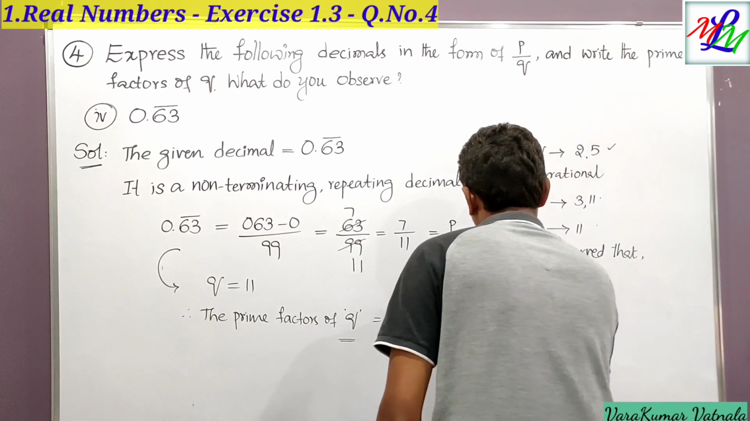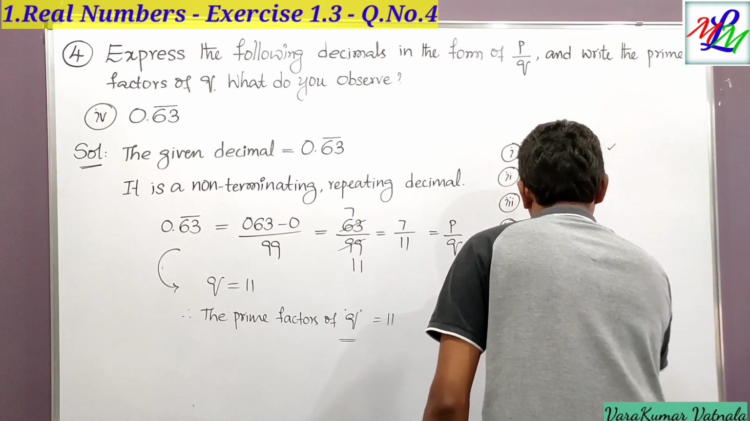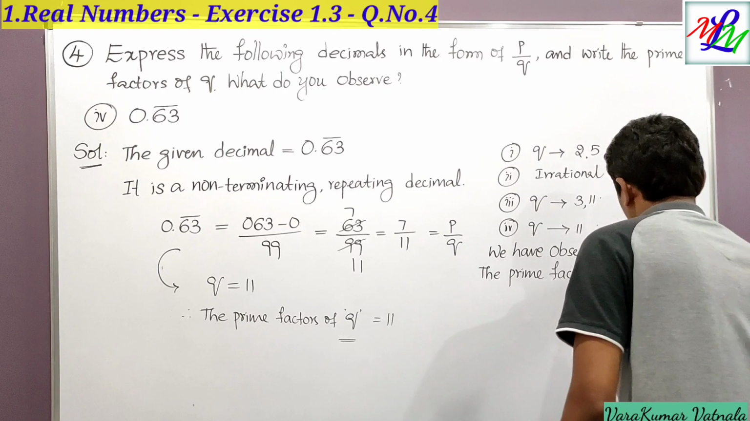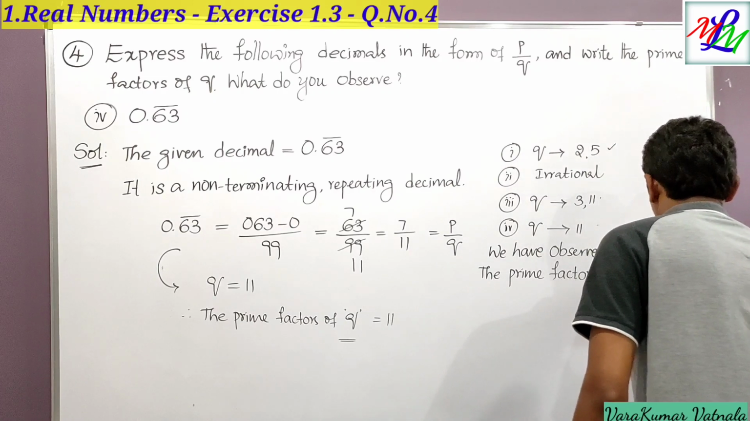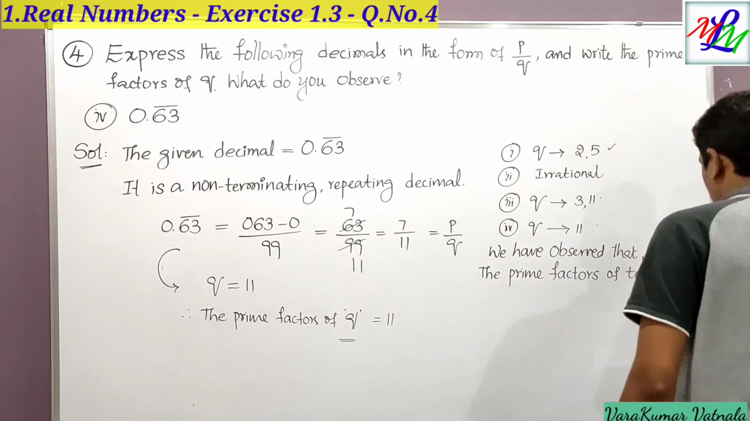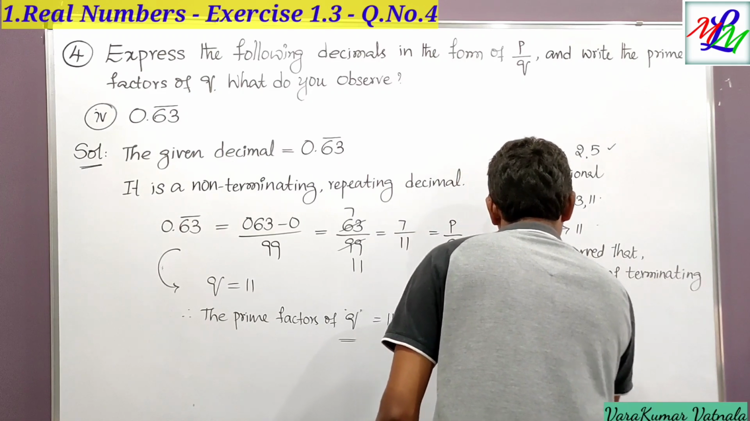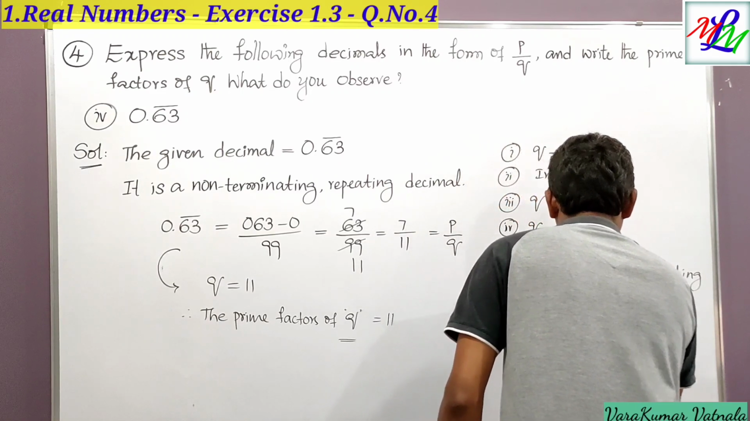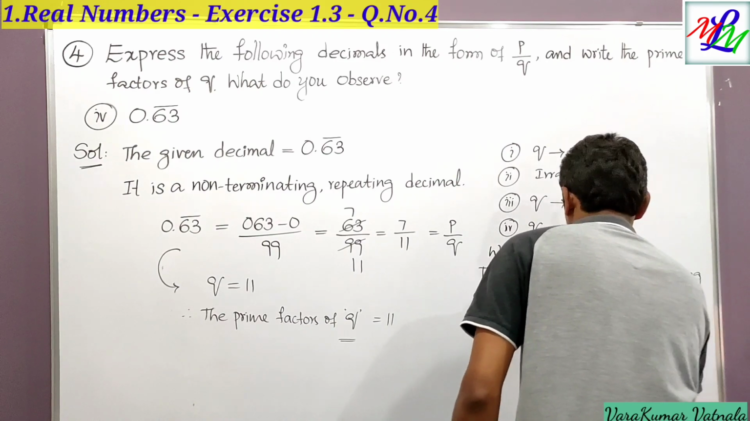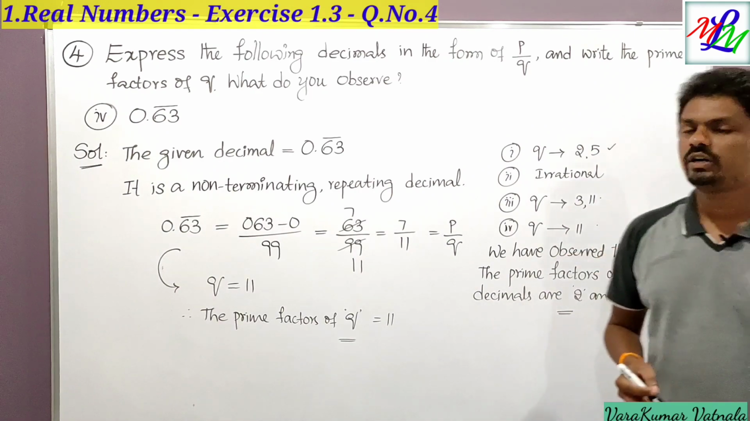the prime factors of terminating decimals are 2 and 5. Therefore, we have observed that the prime factors of terminating decimals are 2 and 5.